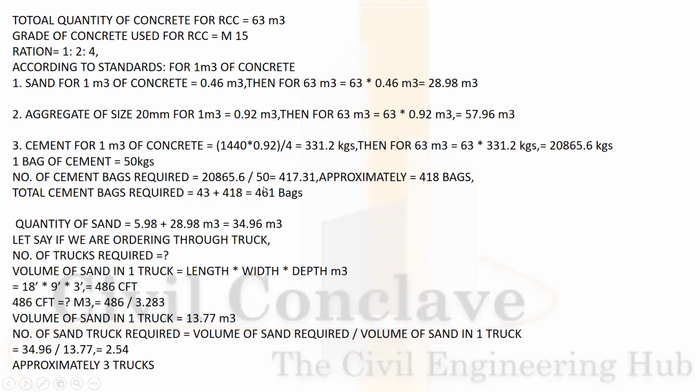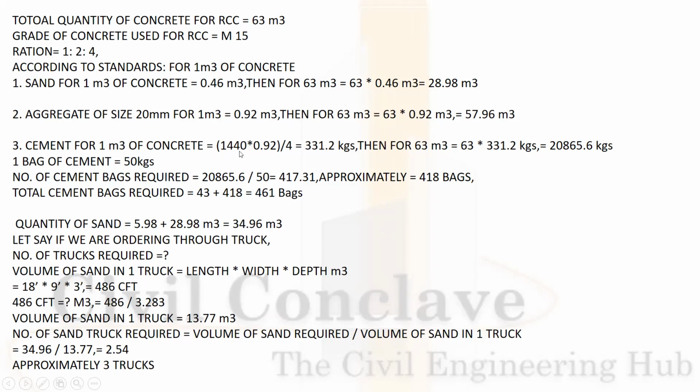Total quantity for RCC is 63 cubic meter. Ratio used is 1:4. Sand for 1 cubic meter is 0.46. So for 63 m cube, 63 into 0.46, 28.98 cubic meter. Aggregate 20 mm. For 1 m cube, 0.92 cubic meter. Then for 63 cubic meter, 63 into 0.92, that is 57.96 m cube.